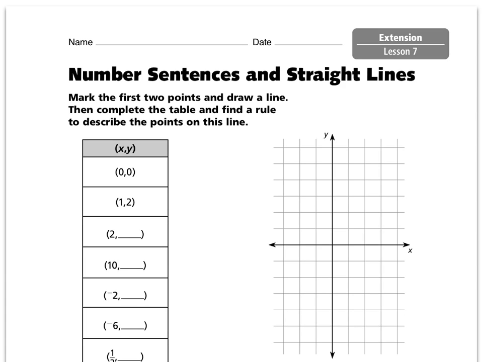Let's look at Chapter 12, Lesson 7, Extension. Number sentences in straight lines. Mark the first 2 points and draw a line. Then complete the table and find a rule to describe the points on this line.